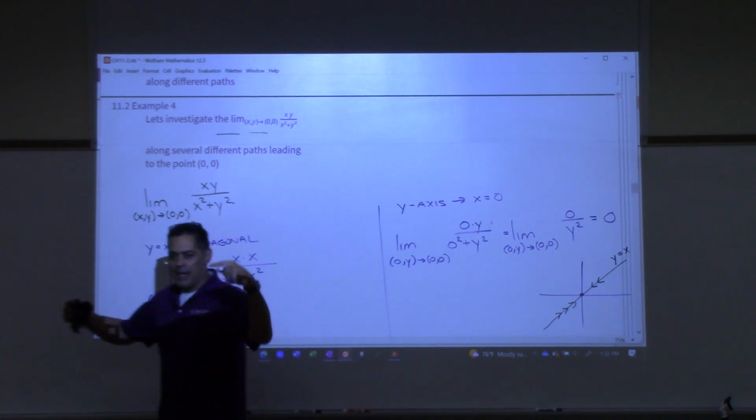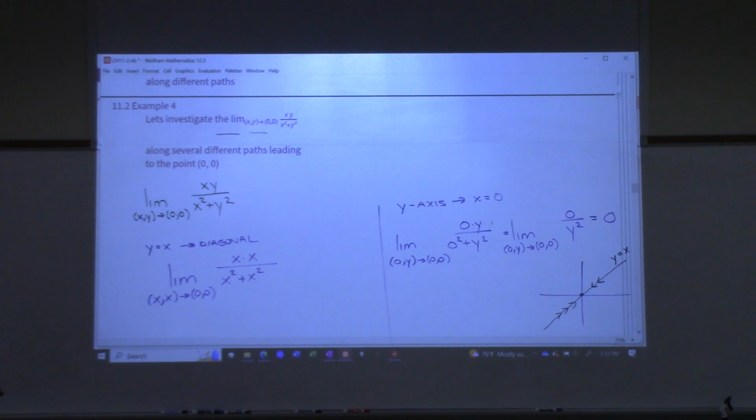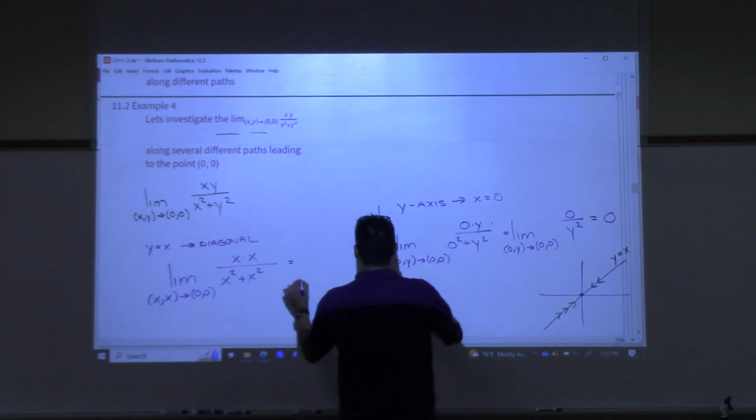See, if I'm coming in along that diagonal, then every y value is actually the same as the x value, so I can replace the y's with x's. You could have equivalently replaced all the x's with y's, right? It would have been the same thing. Let's algebraically clean this up and see what we get.